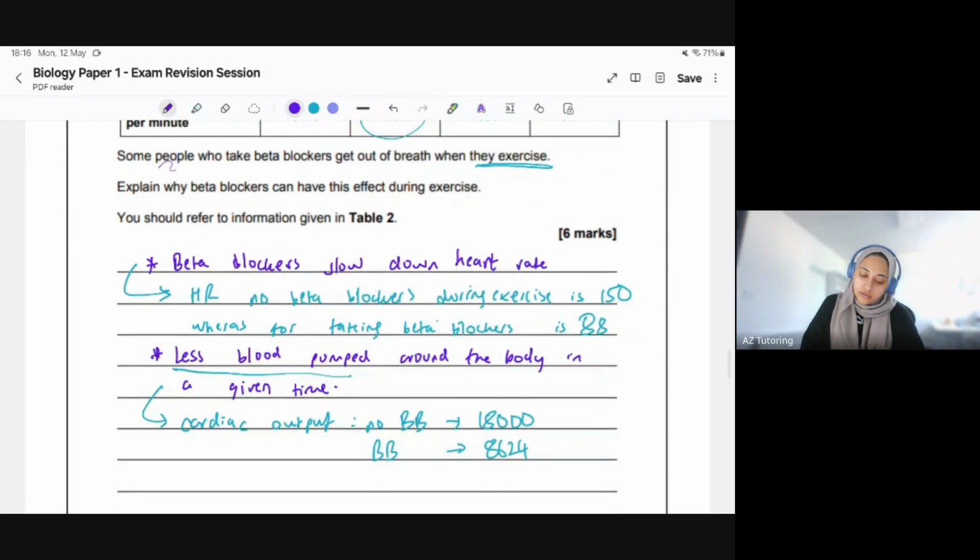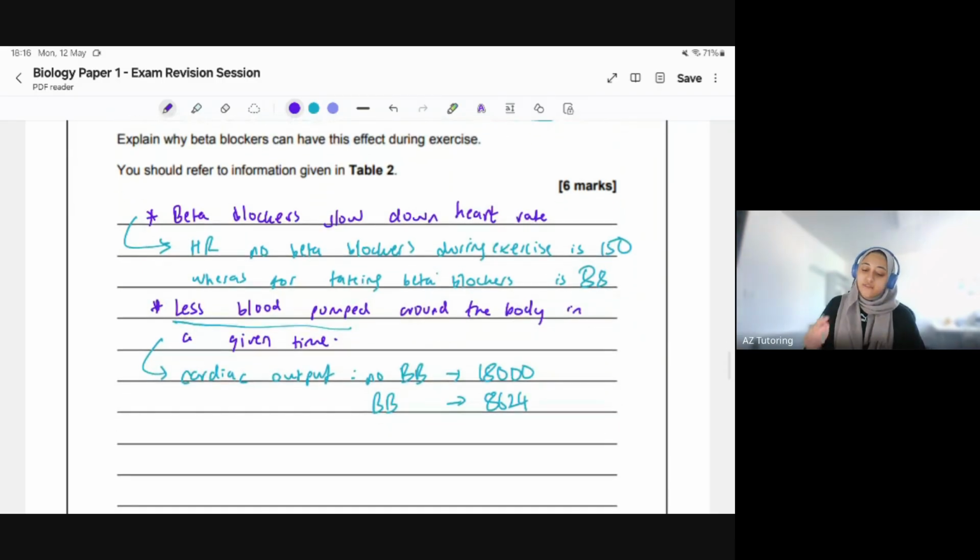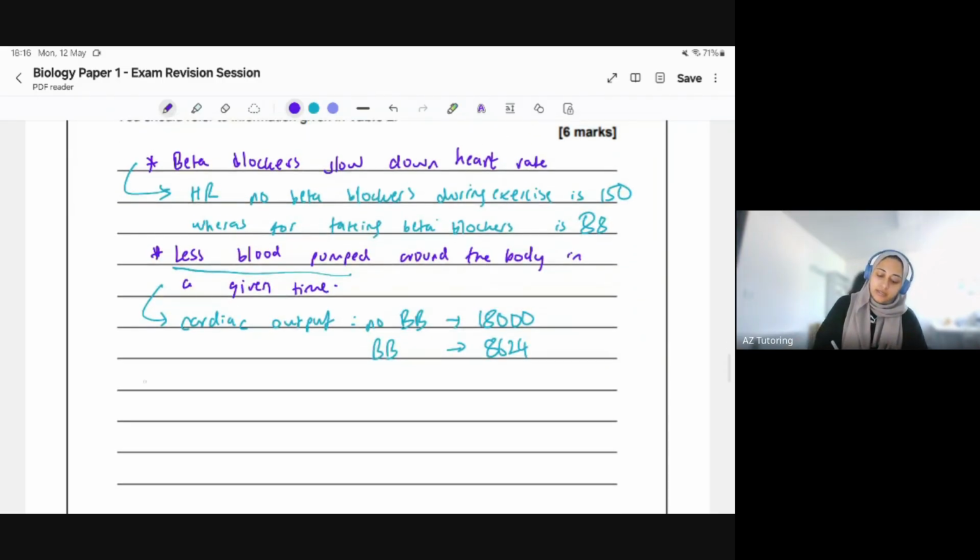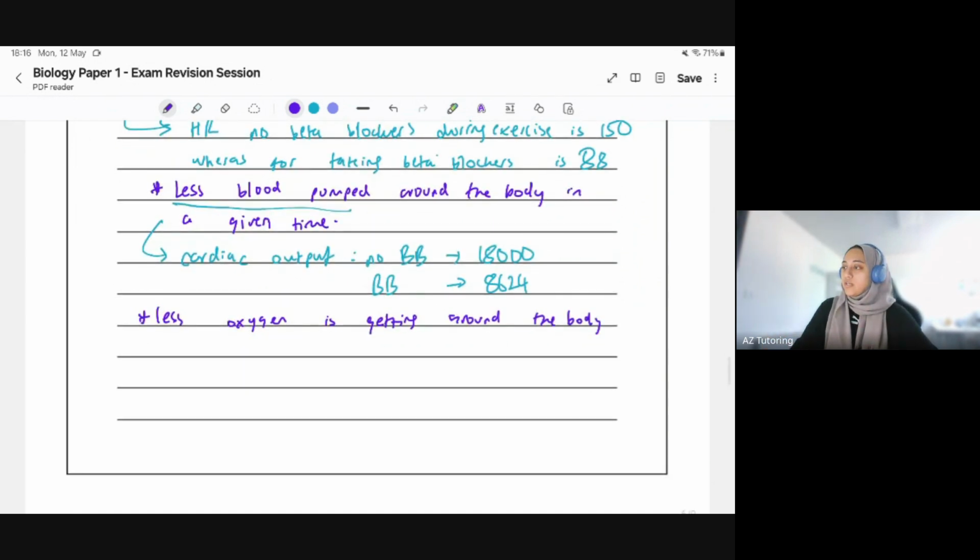What else? So some people explain why beta blockers have this effect. Okay, so why they get out of breath. So if less blood is pumped around the body, that means less oxygen is getting around the body. If you want to be specific that the oxygen goes into the red blood cells, you don't have to, you don't get a mark really for it, but because this is a 6 marker, there's a leeway for whatever you write, to be fair. Less oxygen is getting around the body, so that means you could say oxygen is needed for respiration. You can talk about respiration.